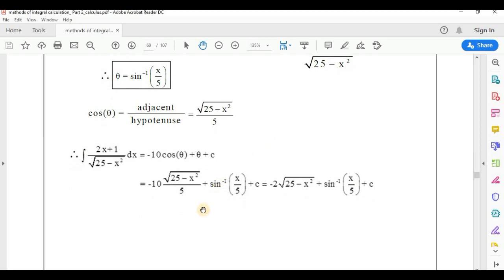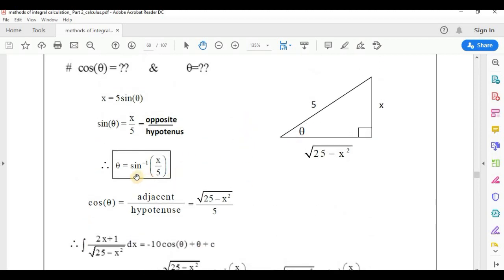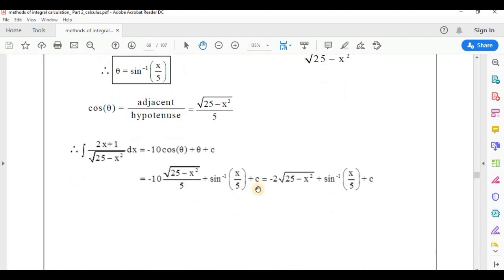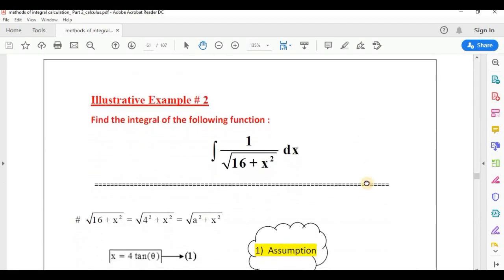We only need to substitute the values of cosine theta and theta to put the integral in terms of x. So minus 10 cosine theta will be this value, plus theta. What is theta? As we calculated, it will be inverse sine of x divided by 5, plus the constant. And after the simplification we will get the final result of this integral. Simple and easy. Let's go to see another example.